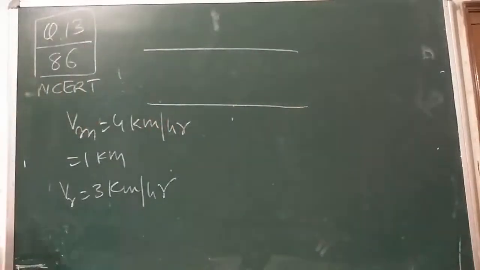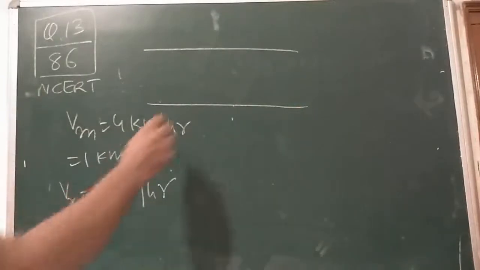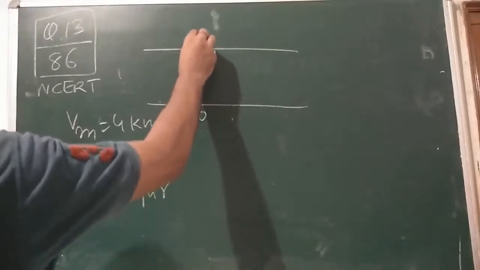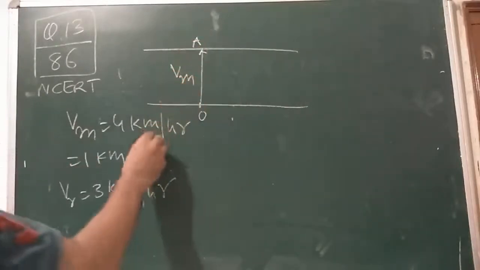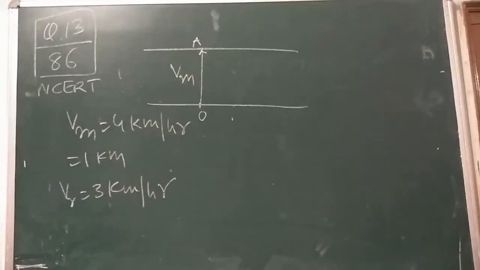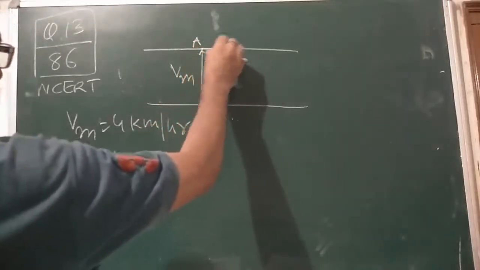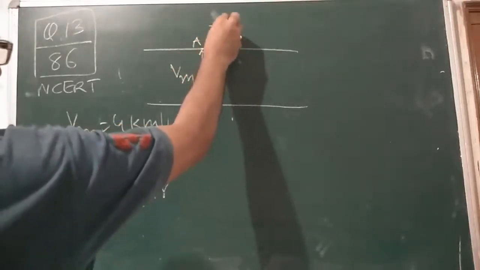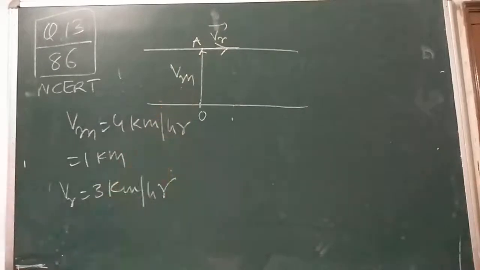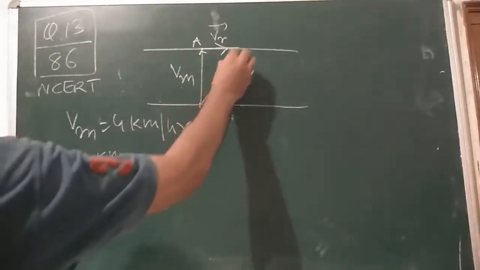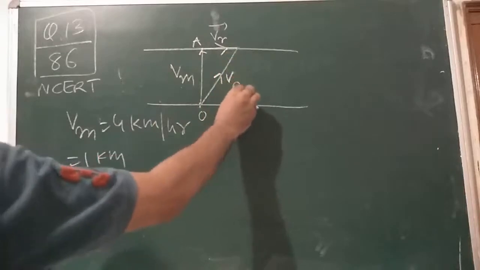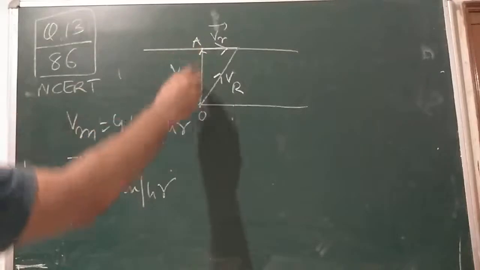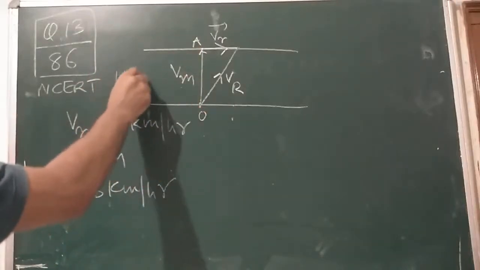Suppose this is our river. Initially the starting point is say O. A man is going along OA with a speed of 4 km per hour, and the speed of the river is VR. This is the man's speed, this is the river speed. Then the resultant speed is also shown here. Is it clear? The distance between O and A, the width of the river, is 1 km.